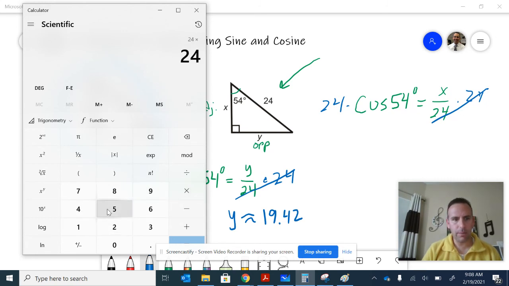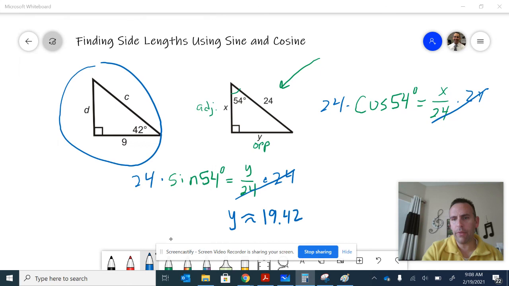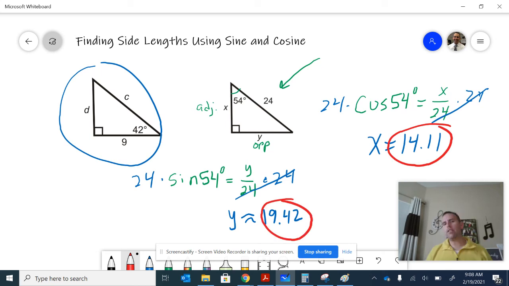Let's do the value of x. 24 times 54 cosine equals 14.11 if I round that off. So x is 14.11. So one way you could always go back and check your answer, which may be more work than you want, is to go back and verify that Pythagorean theorem is true, that in fact these two values squared and added together is equal to the hypotenuse squared.